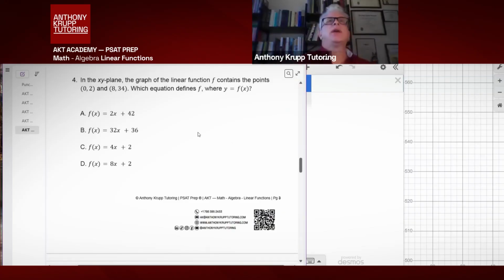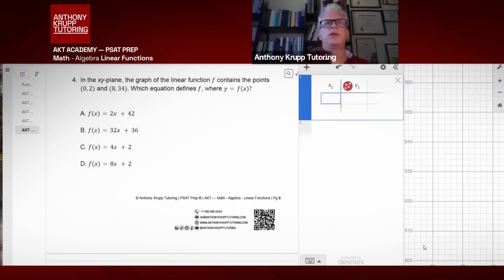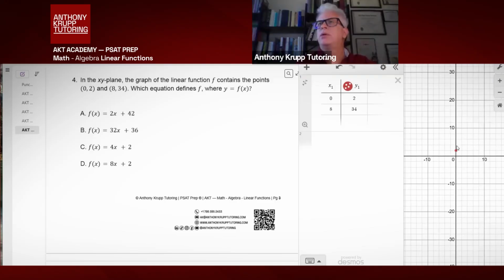Oh, this is nice. Yay. Okay. So apparently the graph of the equation contains 2 points, which means we can use a table. Let's do it. It's 0, 2, and it's 8, 34. Yay, good. And I'm zoomed way out, so let me do this. So 0, 2 and 8. Okay, good. So you all see the points, right?